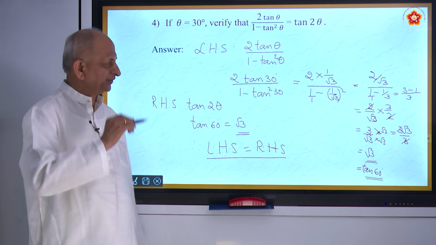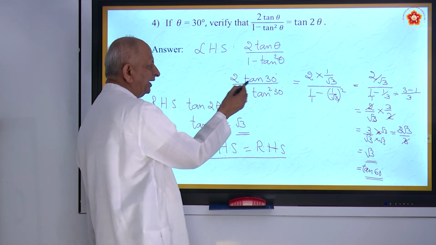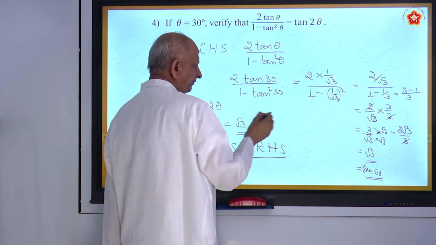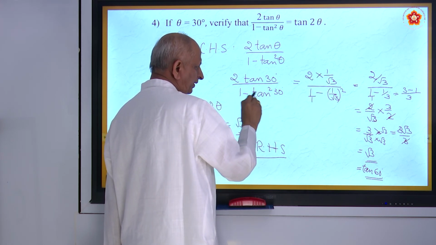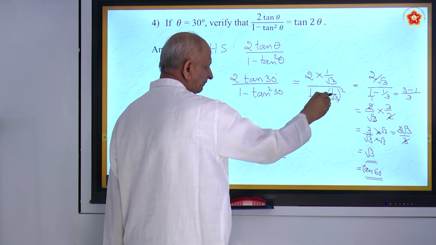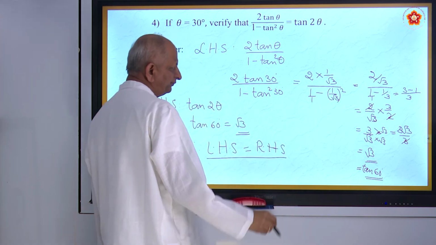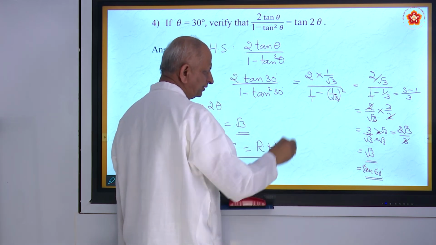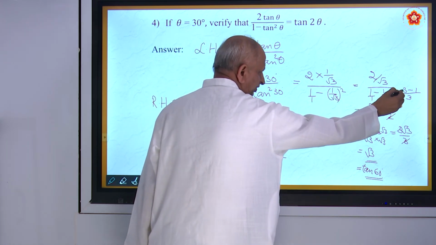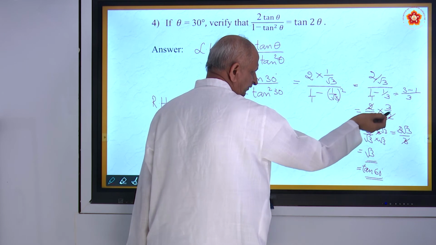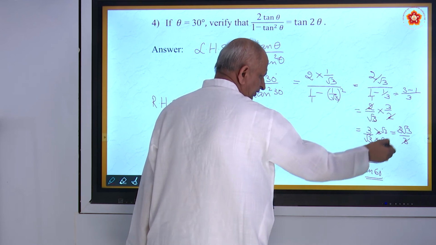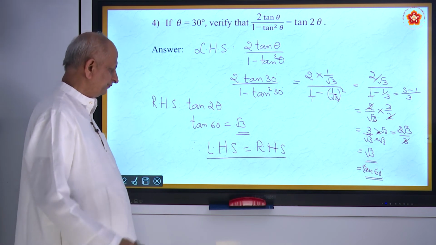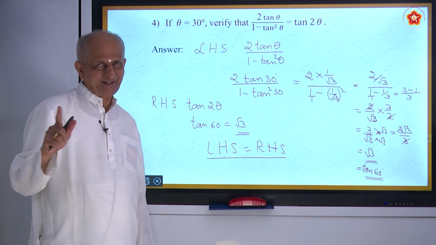So please follow once again. 2 tan 30, theta is 30. Tan 30 is 1 by root 3, divided by 1 minus tan square theta, 1 by root 3 square. So 2 into 1 by root 3 means 2 by root 3 it becomes. Here you take LCM, 3 minus 1 by 3. Reverse it, cancel, you get the answer as root 3, and that is tan 60. Is it alright? Taken? Nice.